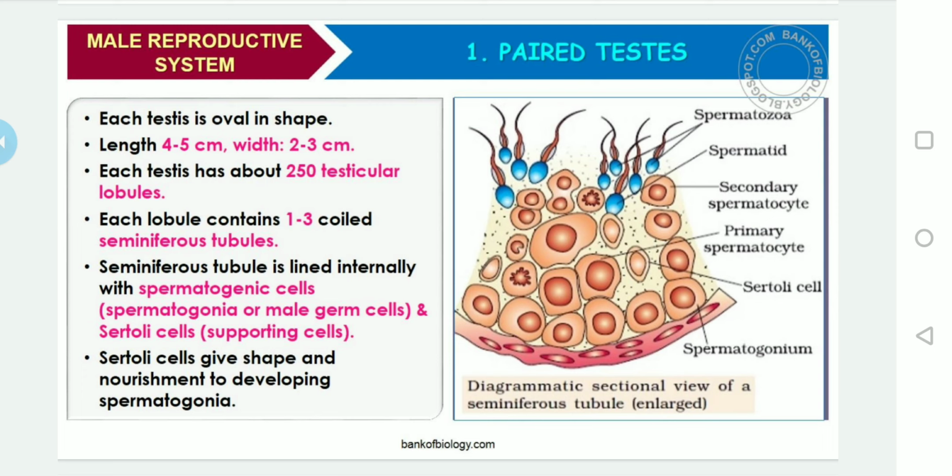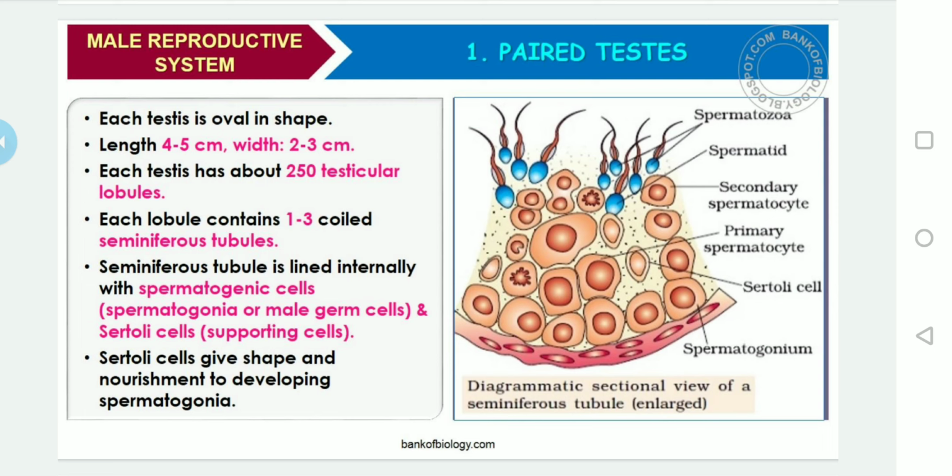In adults, each testis is oval in shape with a length of about 4 to 5 centimeter and a width of about 2 to 3 centimeter, because it slightly differs from one person to another. That's why they gave 4 to 5 and 2 to 3 like that. And each testis contains about 250 testicular lobules. They are also known as compartmentalized structures.